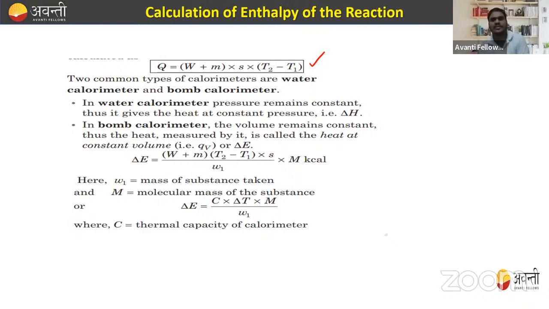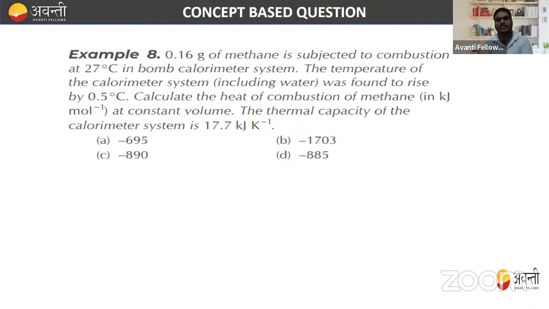Now in the bomb calorimeter, the volume remains constant, and we know that the heat at constant volume is termed as internal energy, right? So we can calculate delta E as (W plus m) into (T2 minus T1) into S upon W1 into M, where capital W is again the water equivalent, small m is the mass, and T2 minus T1 is the temperature difference. W1 is the mass of the substance taken, and capital M is the molar mass, right? So this is the usual meaning of these terms.